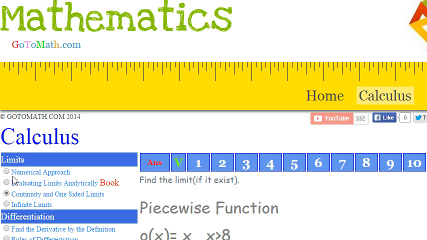Take 3. We're in this section, continuity and one-sided limits. We're working some calculus today.